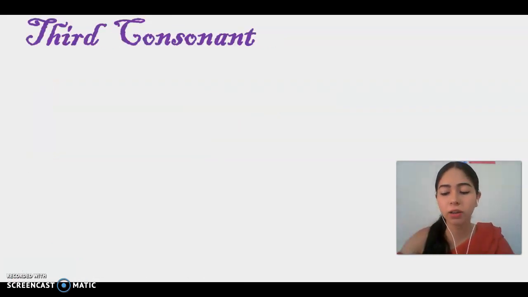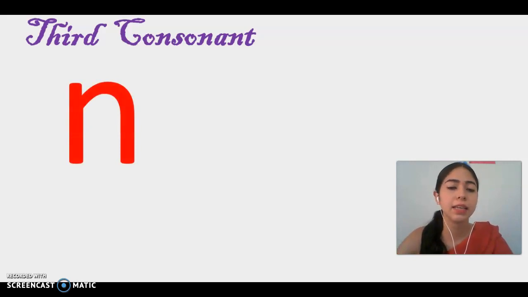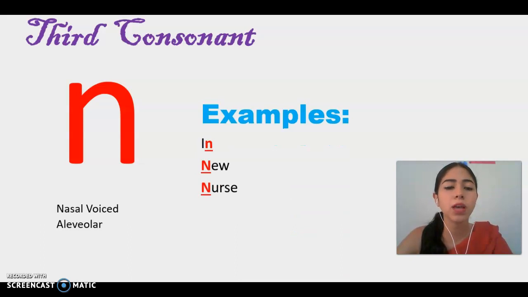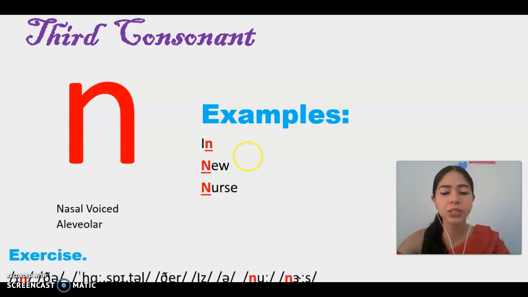And the third consonant is this. It is a nasal, voiced, and alveolar symbol. The correct pronunciation of this consonant symbol is n, n, n. Some examples are in, new, nurse. A short exercise is: in the hospital there is a new nurse.